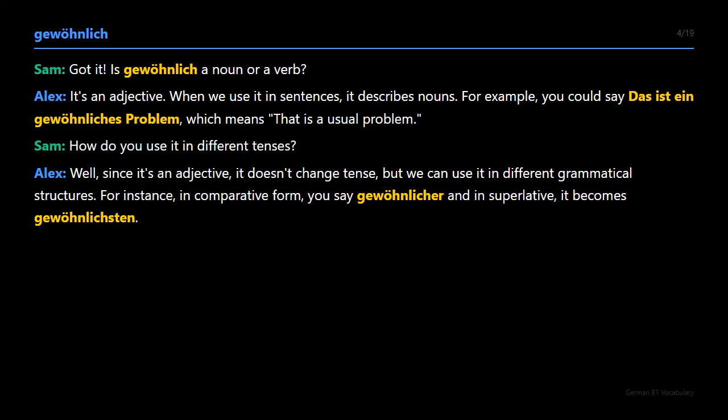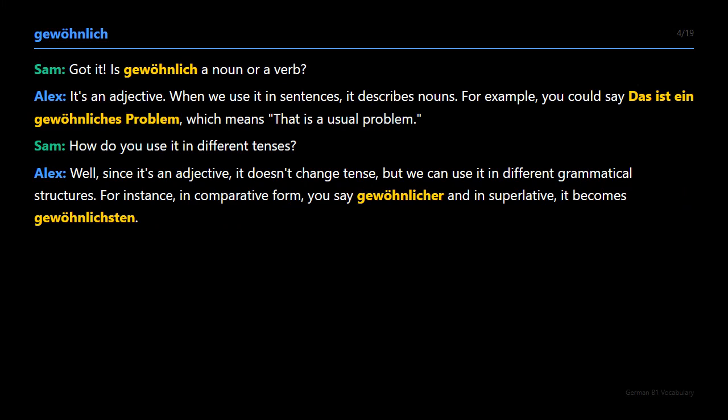How do you use it in different tenses? Well, since it's an adjective, it doesn't change tense, but we can use it in different grammatical structures. For instance, in comparative form, you say, gewöhnlicher, and in superlative, it becomes gewöhnlichsten.